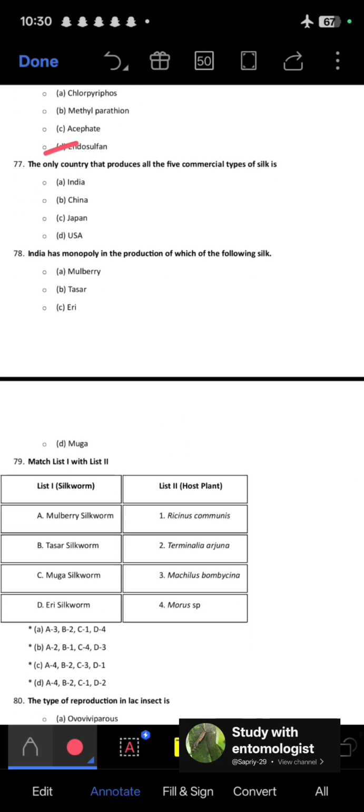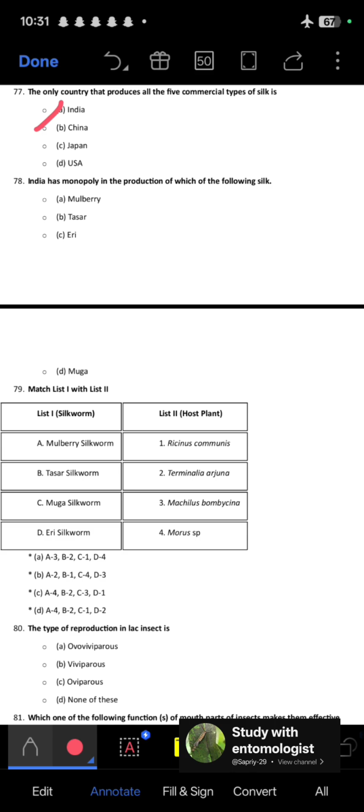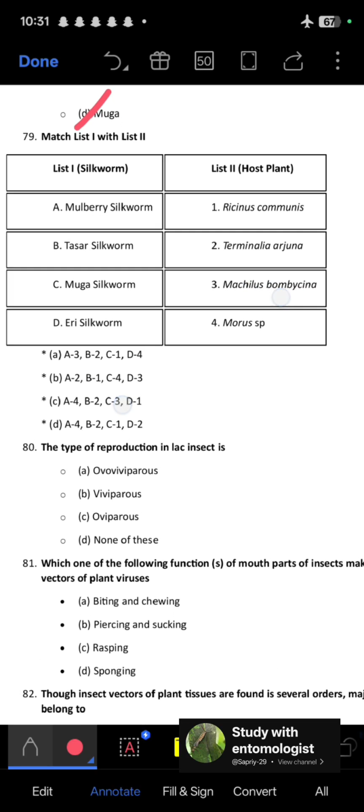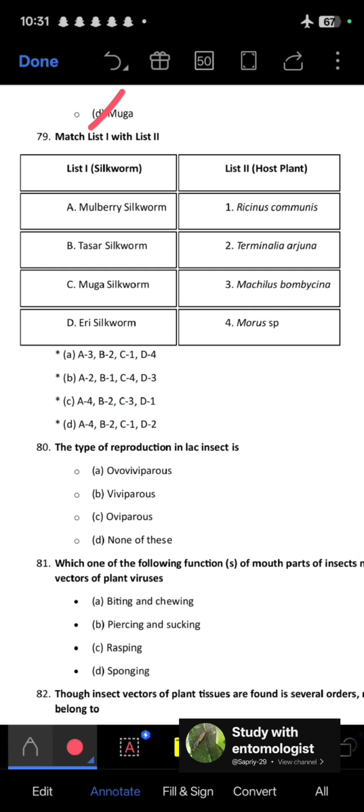Next, the only country that produces all 5 commercial types of silk is India. Next, India has a monopoly in which type of the following silk? Directly keep the answer Muga. Next, again we have to match list 1 with list 2. Mulberry silkworm feeds on Morus species. Tussar silkworm feeds on Terminalia arjuna. Muga silkworm feeds on Machilus bombycina, and eri feeds on Ricinus communis. So our option will be C.